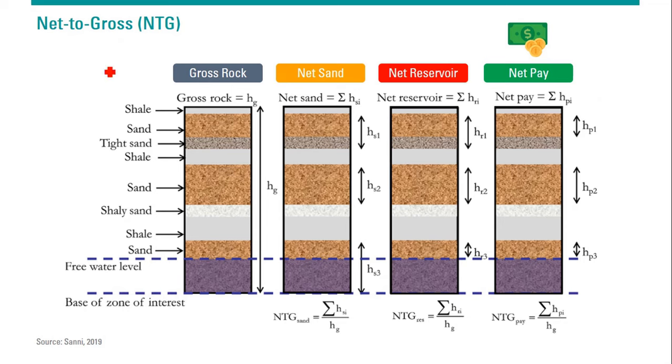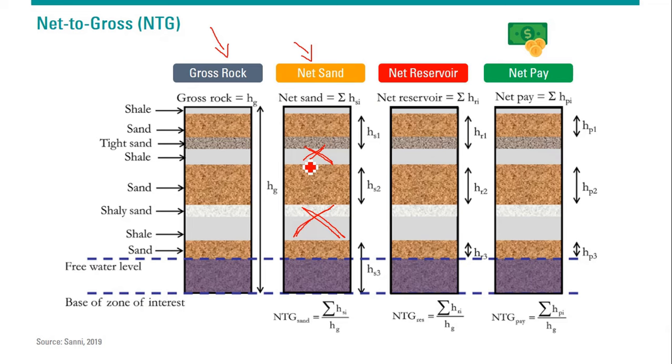So at the left, we have gross rock, the total rock volume. And then we eliminate the shale. The shale zone will not be calculated. So we have net sand. You can see net sand 1, net sand 2, net sand 3, because we don't calculate the shale. Because shale will not be reservoir.